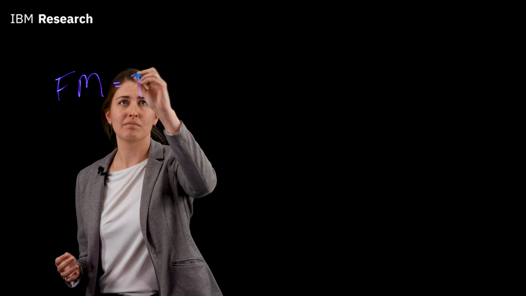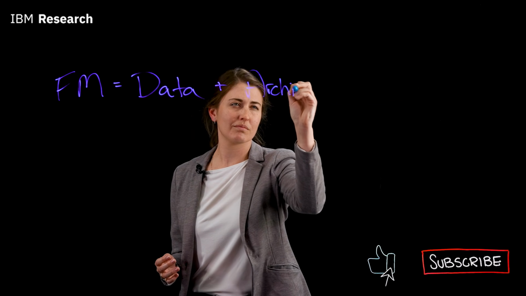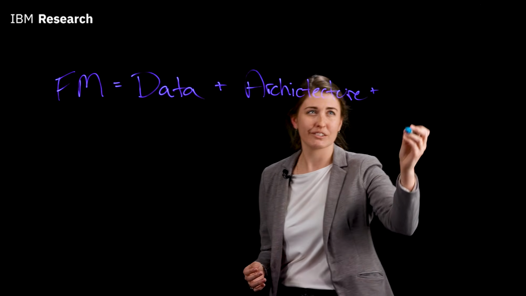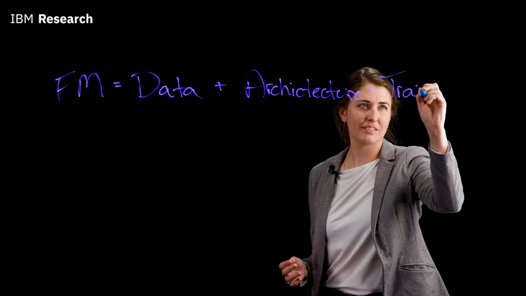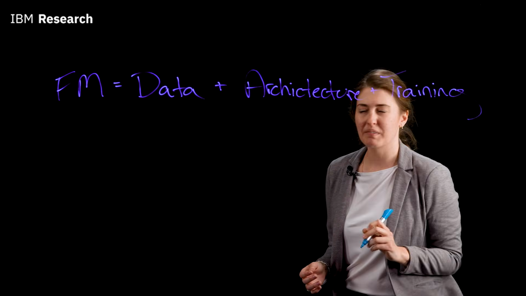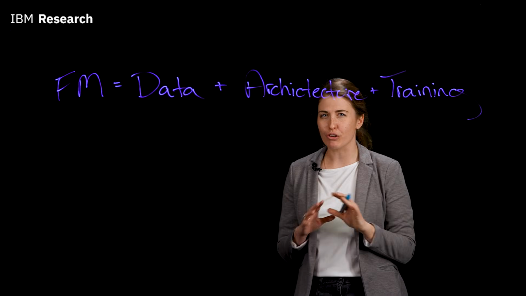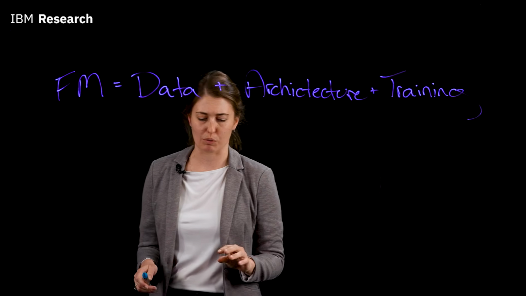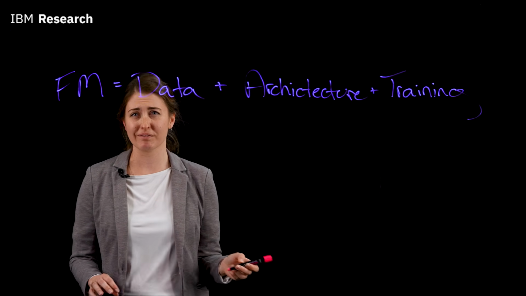At its core, you can break down a foundation model into a couple of key components: the data, the architecture, and the training. And for each one of these areas, there are different strategies and techniques that we can employ in order to improve efficiency and model trustworthiness. Let's start with the data.